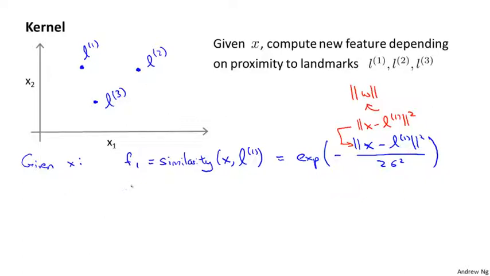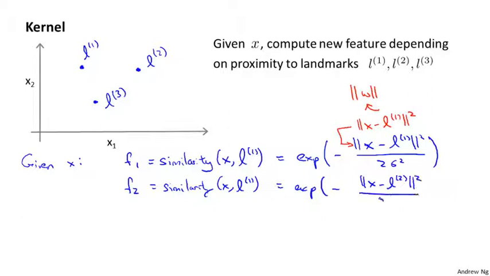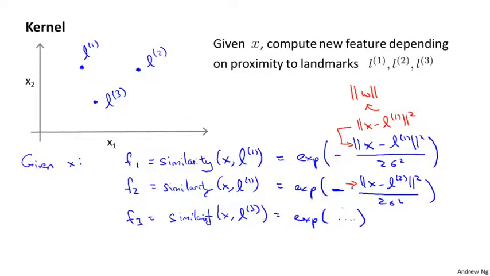But that's my first feature, and my second feature, f2, is going to be a similarity function that measures how similar x is to L2, and again is going to be defined as the following function. So it's e to the minus of the square of the Euclidean distance between x and the second landmark. That's what that numerator is, and then divided by 2 sigma squared. And similarly, f3 is the similarity between x and L3, which is equal to, again, a similar formula.